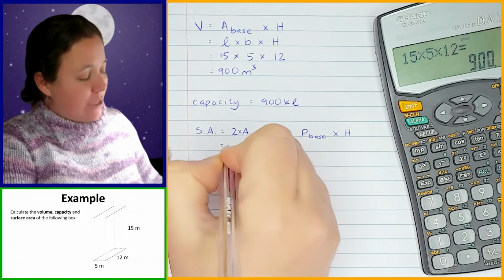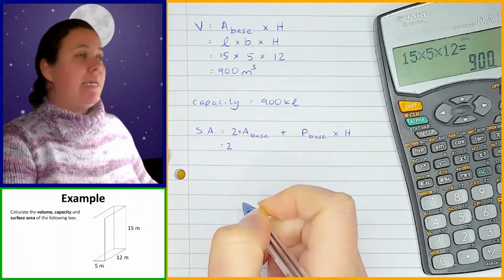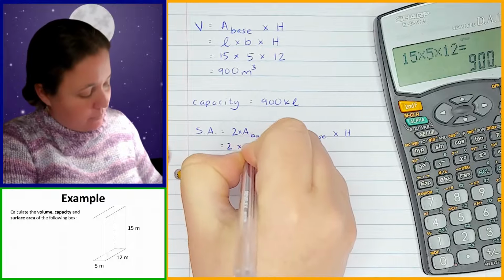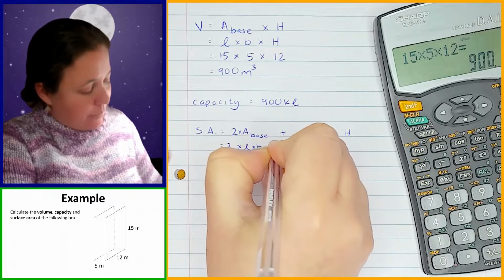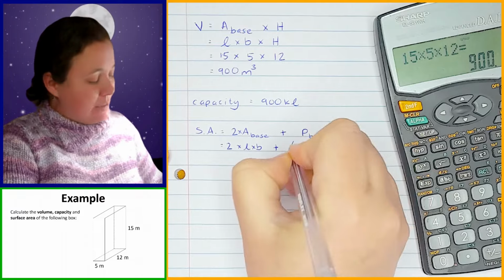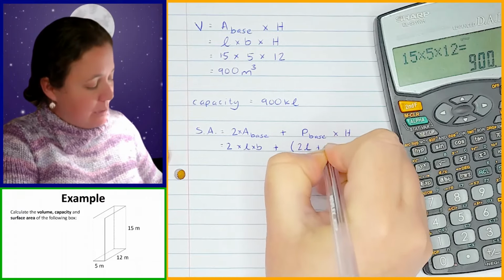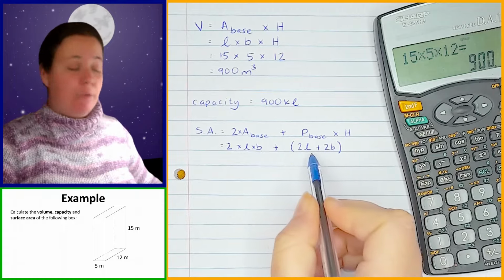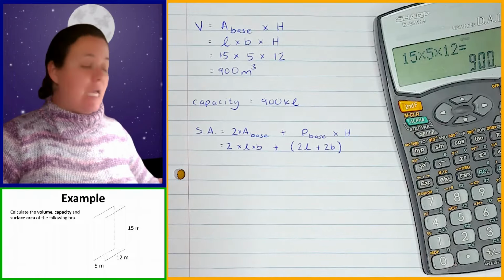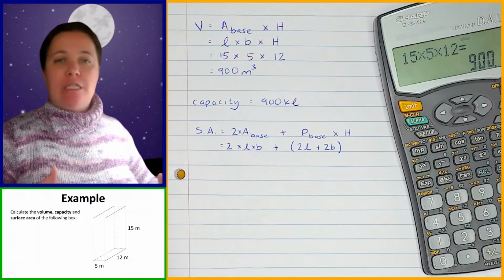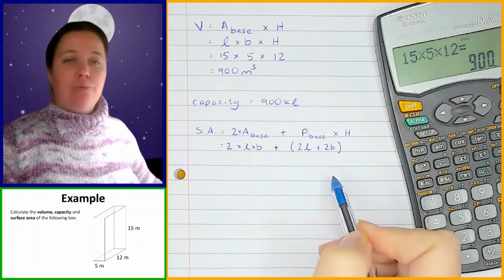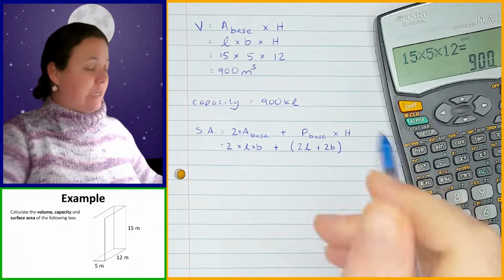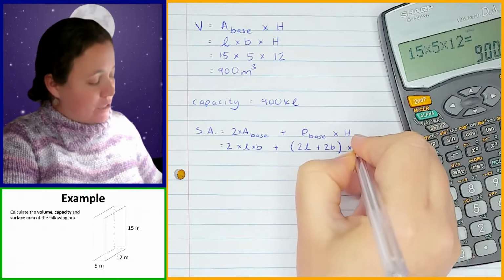Right, so 2 times the area of the base. So the area of the base again is a rectangle, so it's length times breadth, plus the perimeter of the base is 2 lengths plus 2 breadths. Now, because there's more than one term in that, I put it in brackets. If it was just one term, so if there was no addition, no subtraction, nothing, I wouldn't need to put it in brackets. But because there is addition, I have to put that in brackets. And then I multiply that by the height of the prism.